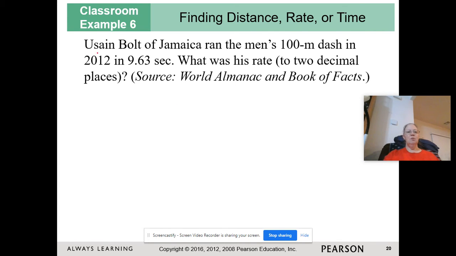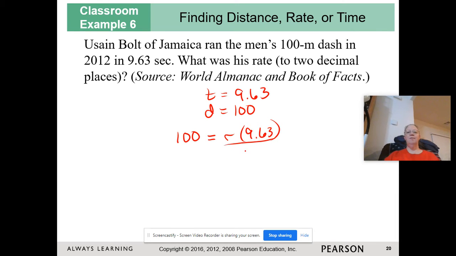Okay. Usain Bolt of Jamaica ran the men's 100-meter dash in 2012 in 9.63 seconds. So the time is equal to 9.63. What was his rate? So we know the distance is equal to 100 meters. And so we know that 100 meters is equal to the rate times the time, 9.63, and we're going to divide by 9.63.